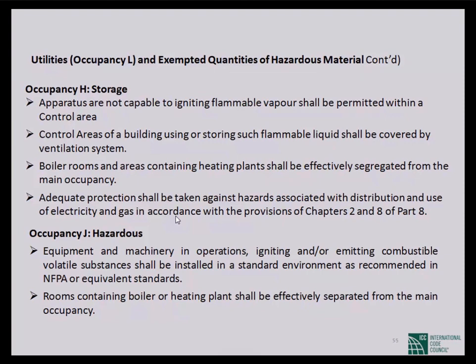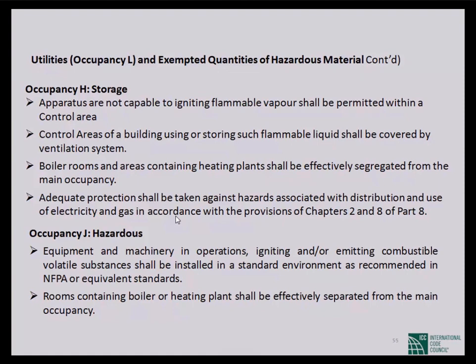This separation means separated by walls, or sometimes it may be detached. Particularly, it is saying whether the boiler is fuel burned or electric. If it is fuel burned, it has to be detached. If it is electric, it can be inside the room, but again there will be some limitations, but you have to be effective. So here it says effectively separated. So you have to be very careful about this effectiveness for the boiler.